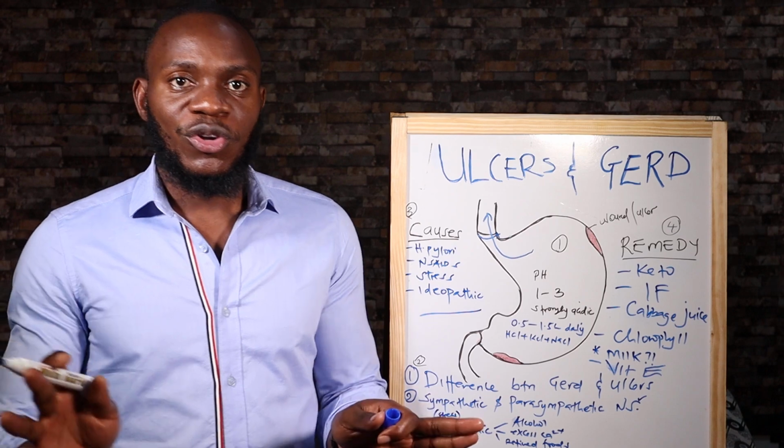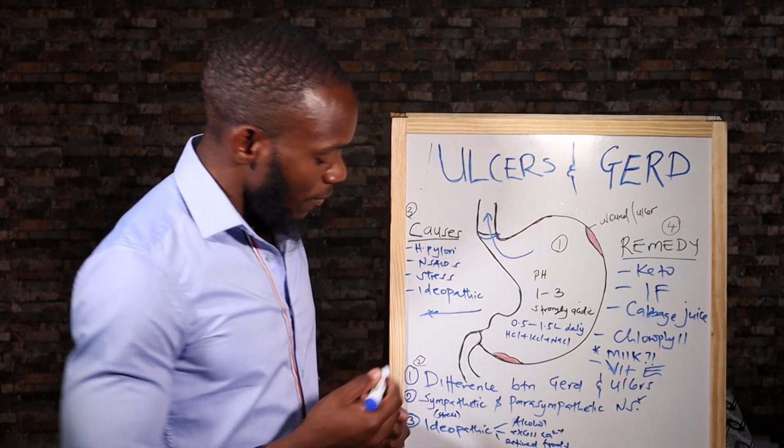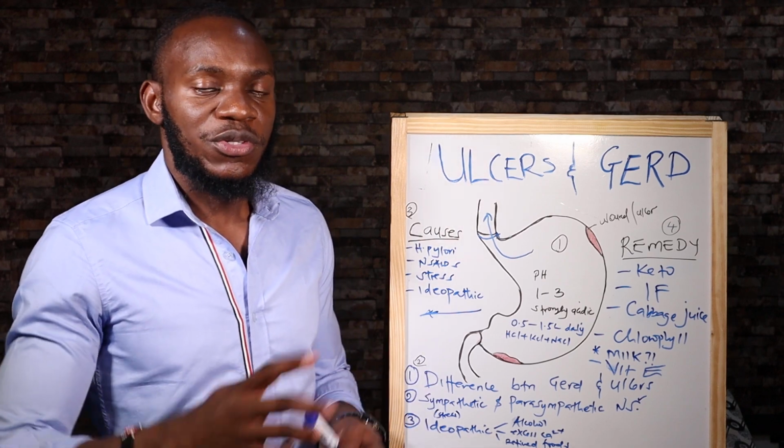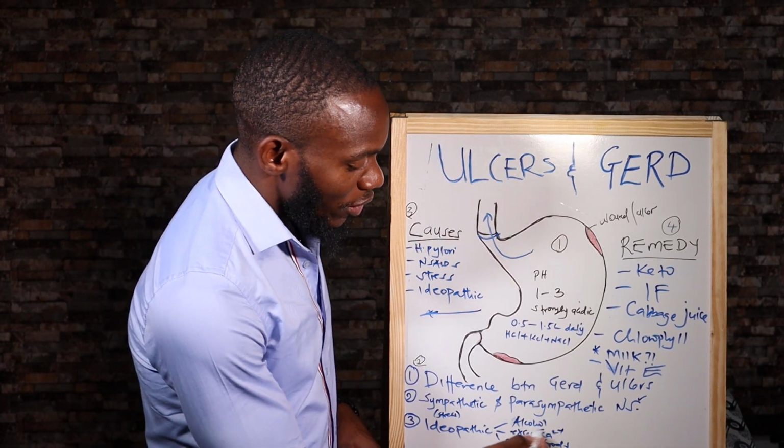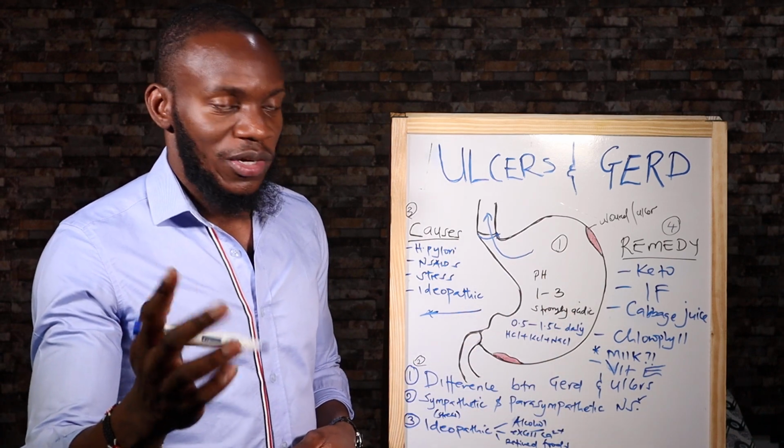Number 4, idiopathic. Idiopathic means no known cause, but I'll tell you the cause, because most of you tend to ignore. You just say, I have ulcers, but I don't know the cause. But the cause lies in alcohol. Excess intake of alcohol messes your stomach pH and exposes you to ulcers.